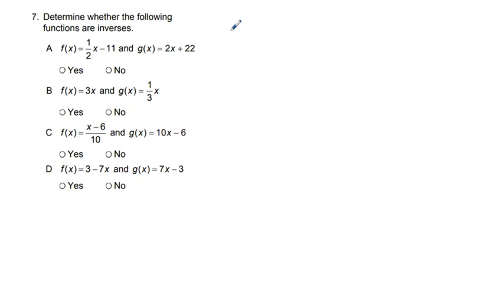I forgot to do that for the other one. We'll look at this. I'll do it for this one here. We have y is equal to 1/2 x minus 11, and then we're going to switch x and y, so we get x equals 1/2 y minus 11. Next step, solve for y.